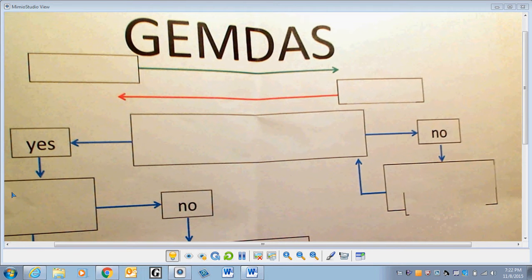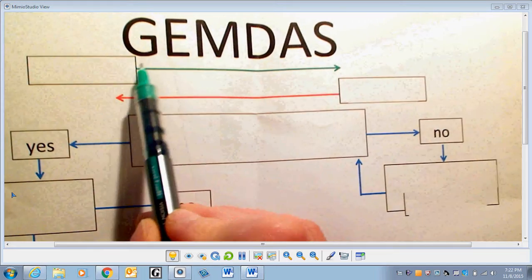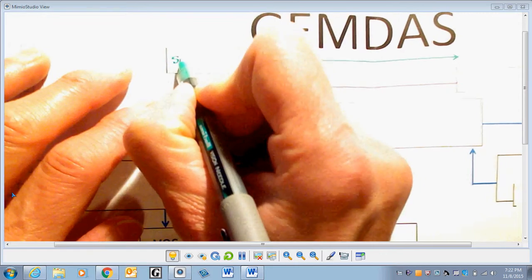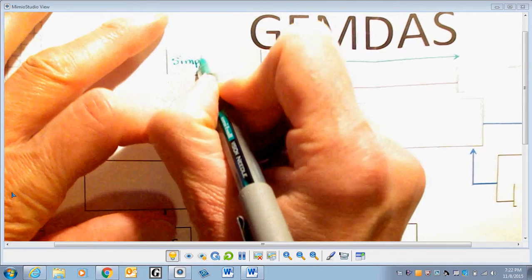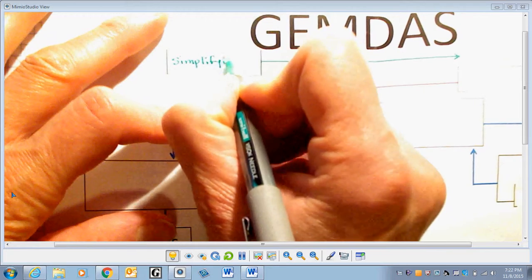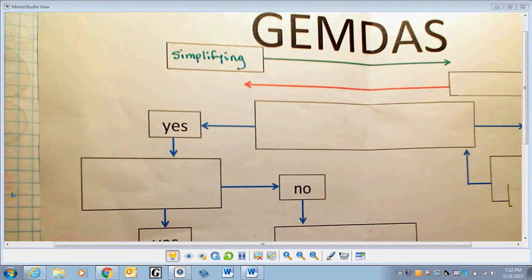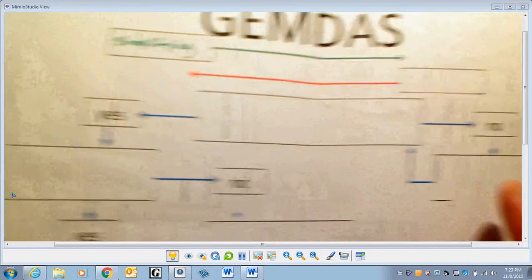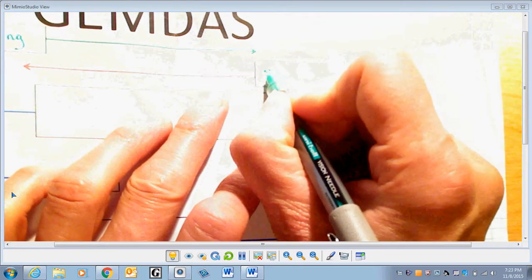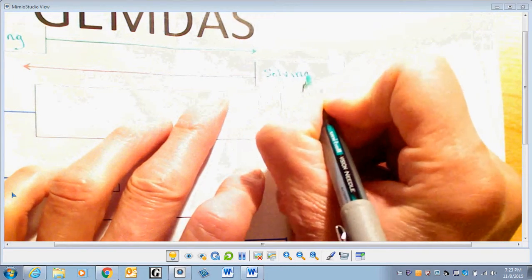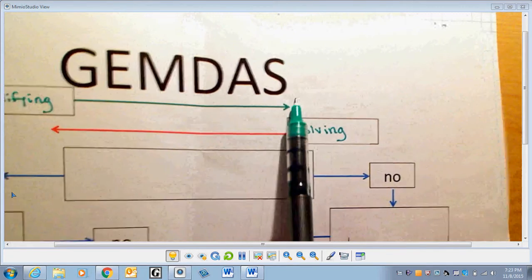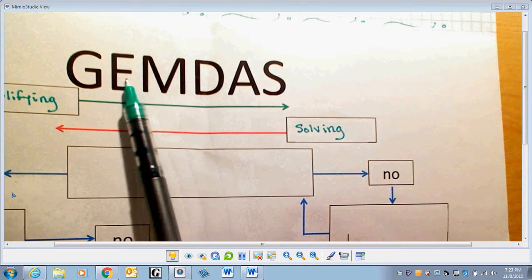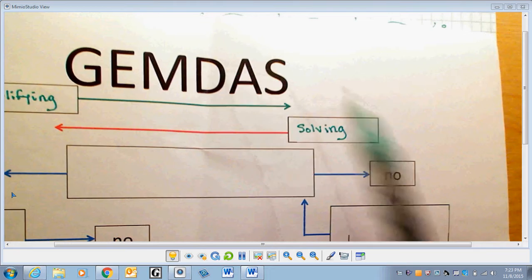When we first were talking, if we were doing GEMDAS from left to right, then that means we're simplifying. So in this box I want to write simplifying. When we're simplifying, we start with the G, the E, the M, the D, the A, the S. Today, however, we're going to be solving, which means I'm going to do this backwards. I'm going to look for adding and subtracting first, multiplying and dividing second, exponents, and then grouping. I'm going to do it backwards.